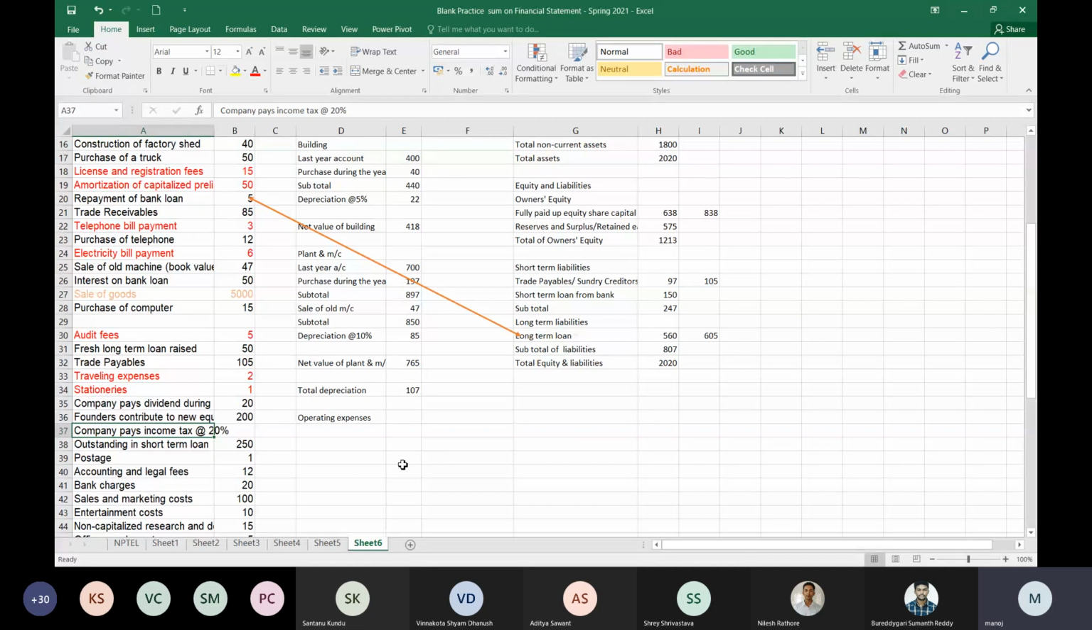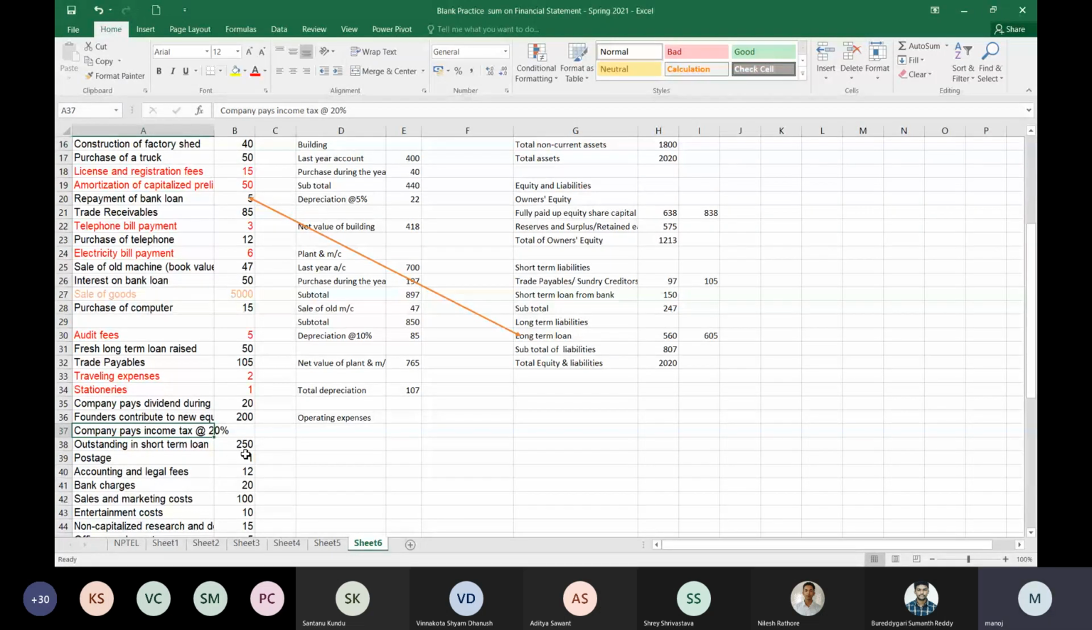And in the class test, there will be several short questions around this. But if you do not understand it holistically, then it will be difficult to really solve. So be careful, be attentive. Outstanding in short-term loan is done.